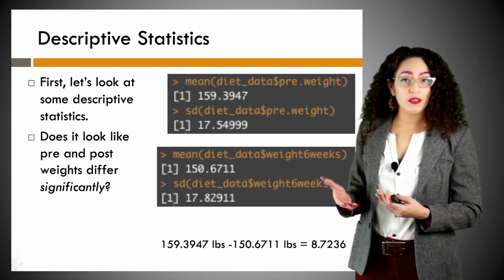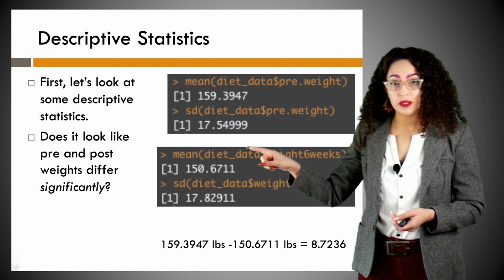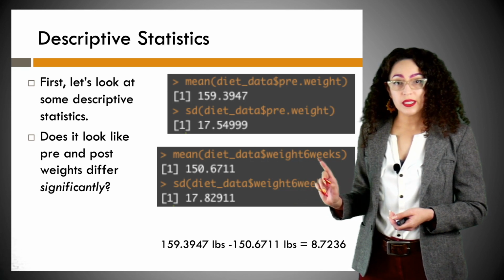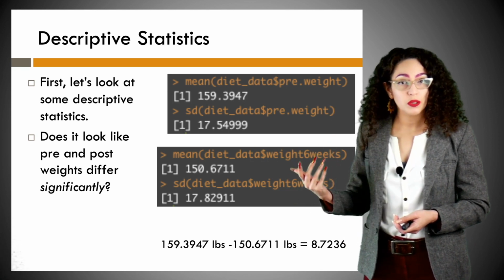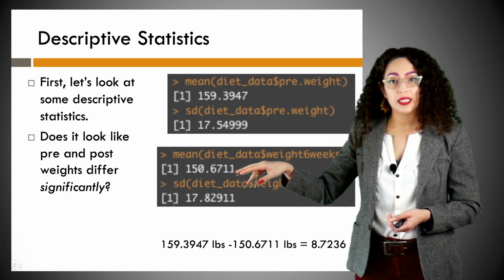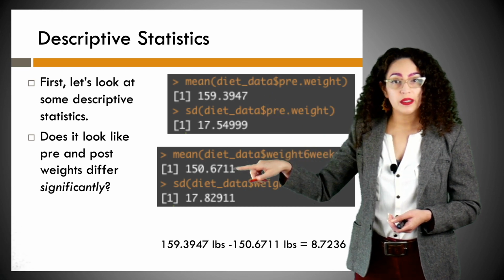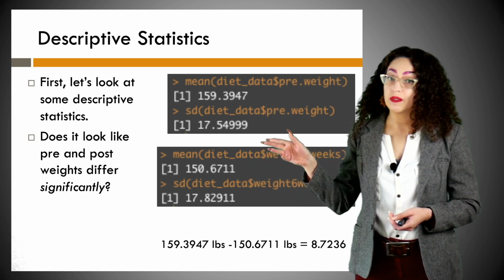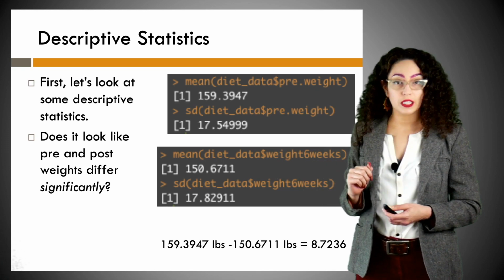And now I can look at the mean for the post-diet scores. So I would do again diet, dollar sign, weight 6 weeks. That is the column that has the post-weight scores. And I ask for the mean, I see 150. So it looks like there's about 9 pounds of difference, but we still don't know if it's statistically significant. So let's go and check.